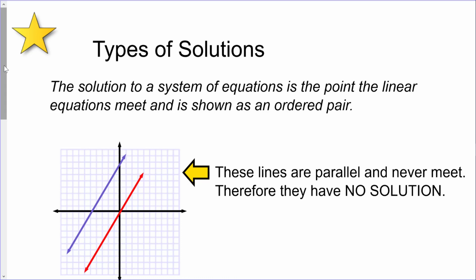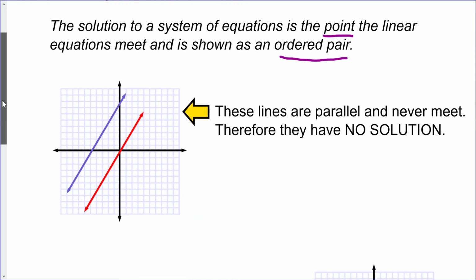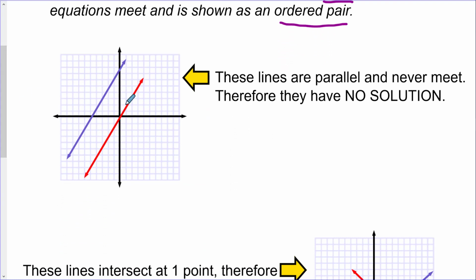The different types of solutions. So the solution of a system of linear equations is the point where both of those linear equations meet, and we represent that point as an ordered pair. So here we have two lines. These lines are parallel, so they will never meet. And since we said the solution is the point where they meet, if your system of linear equations looks like this, you're going to say that there is no solution, meaning they have no point where they meet.